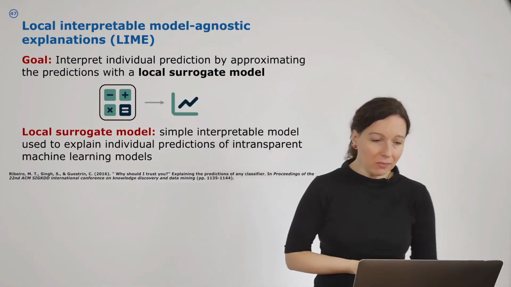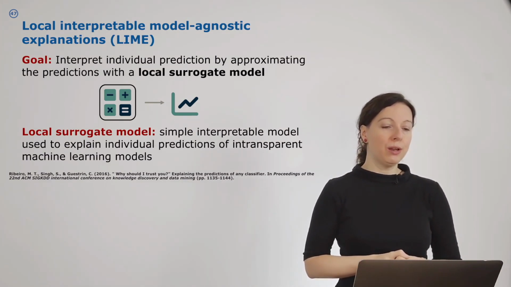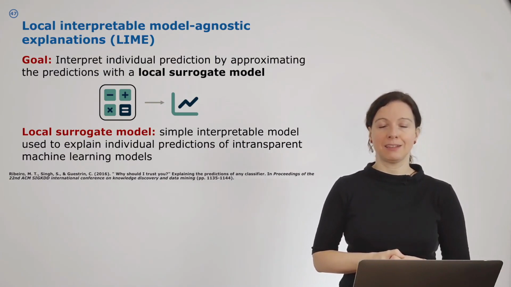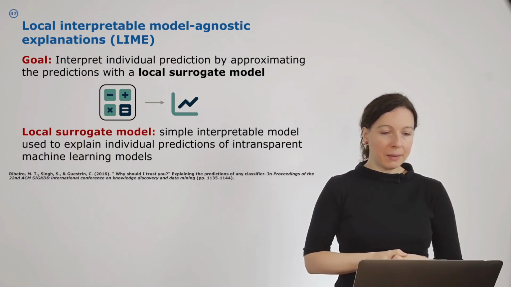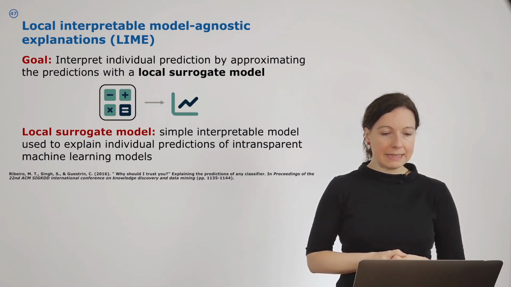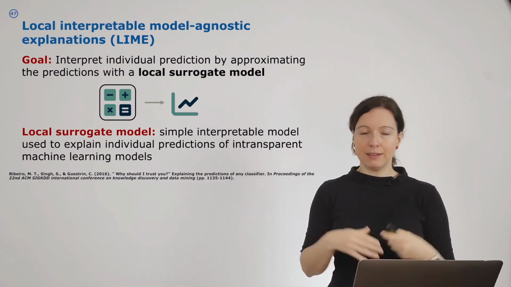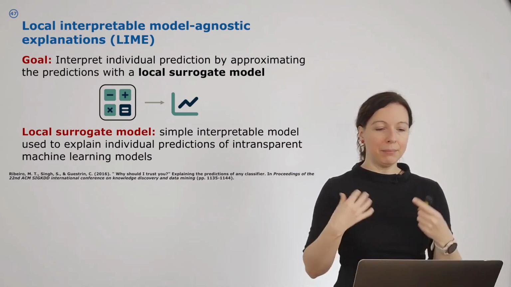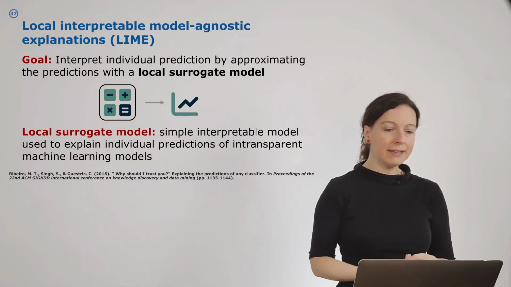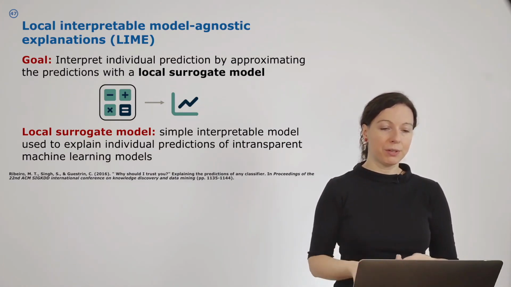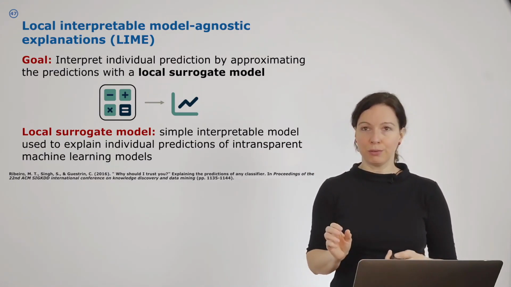Okay, as a last example, I want to show you the local interpretable model-agnostic explanation, short LIME. This is interesting because it's a bit different. So it's nothing with covering up. It works with local surrogate models. The goal here is to interpret individual predictions by approximating the prediction with a local surrogate model.